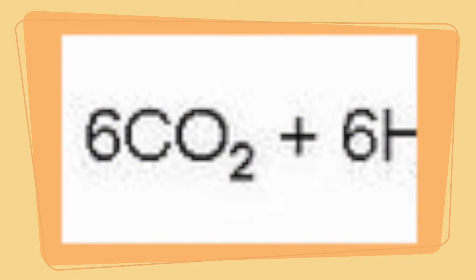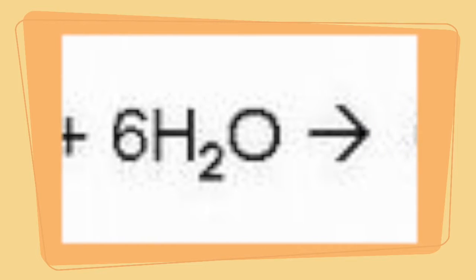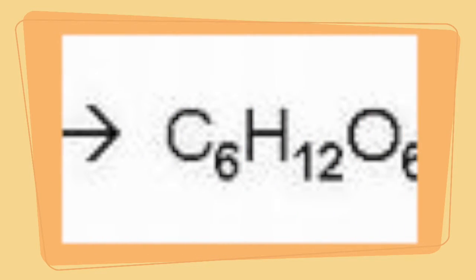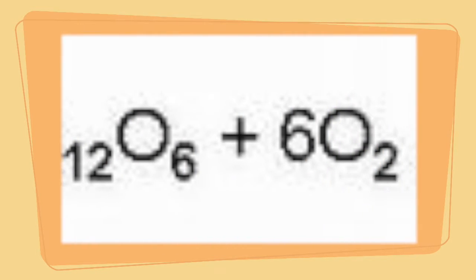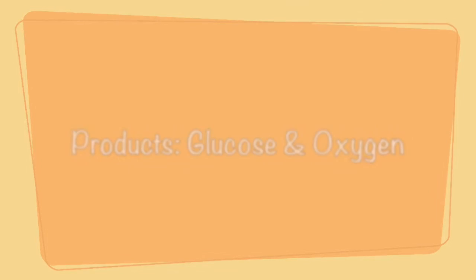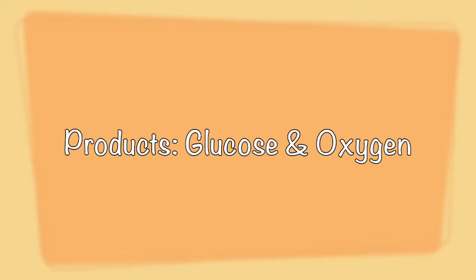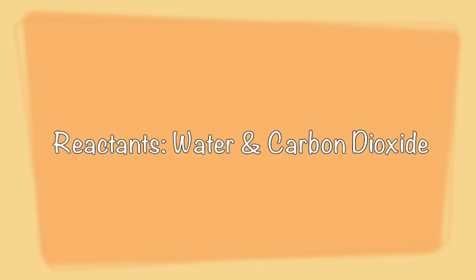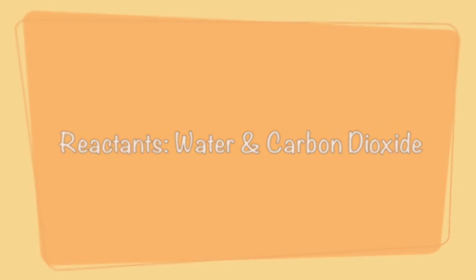The balanced equation is 6H2O plus 6CO2 makes C6H12O6 plus 6O2. The products are glucose and oxygen. The reactants are water and carbon dioxide.